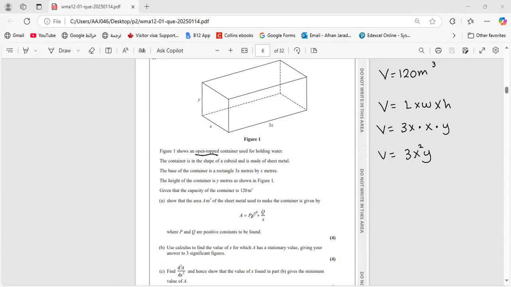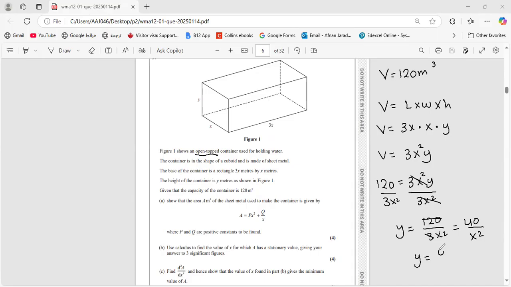Look, A equals what? It's in terms of x. So you need to make this equation in terms of y. So 120 equals 3x squared y. Then divide by 3x squared, the 3x squared cross out. y equals 120 over 3x squared. In simplest form, 120 divided by 3 is 40 over x squared. y equals 40 over x squared.